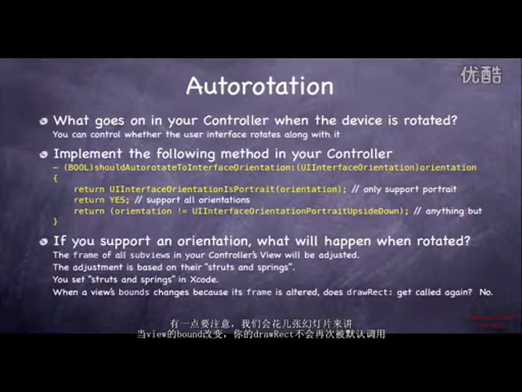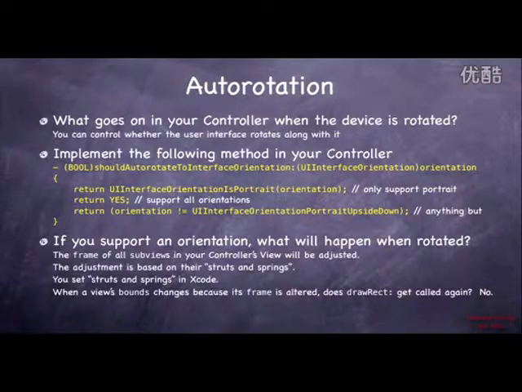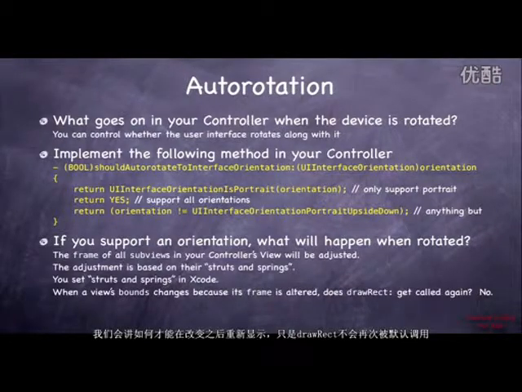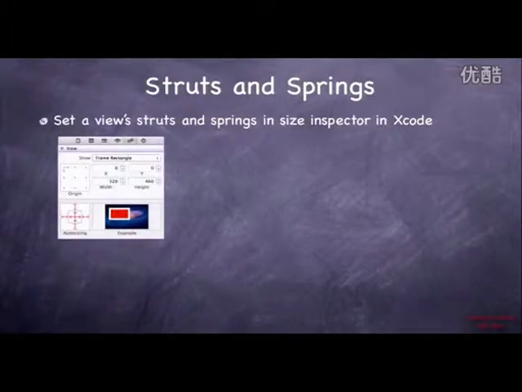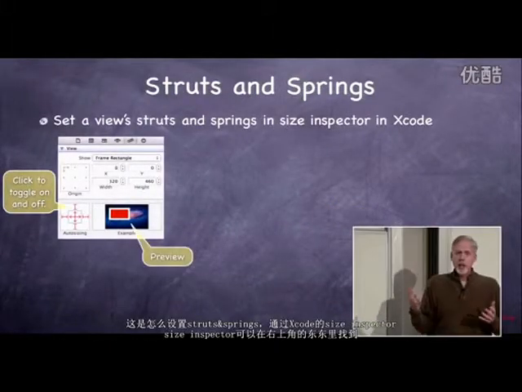One thing to notice, and we're going to talk about this in a couple of slides, is when the view's bounds change in this way, when it gets moved around, the struts and springs decide where it's going to be put. Your drawRect does not by default get called again. We'll talk about how your view gets redisplayed once it's changed its size, but your drawRect by default does not get called. We'll talk about that. So, struts and springs, here's how you set them.